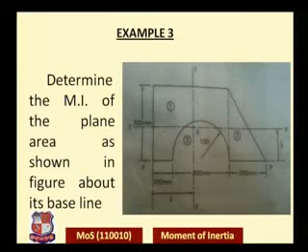So in order to find the MI of this lamina, you have to find the MI of the rectangle on its base, then the MI of the triangle on its base, and then find the MI of the semicircle on its base, and do the algebraic summation of this. Since there is a semicircular cut in the given figure, you have to subtract the value of MI for the semicircular section from that of elements 1 and 2.